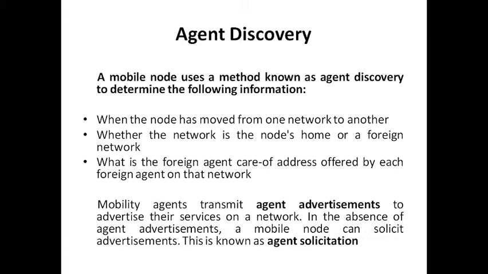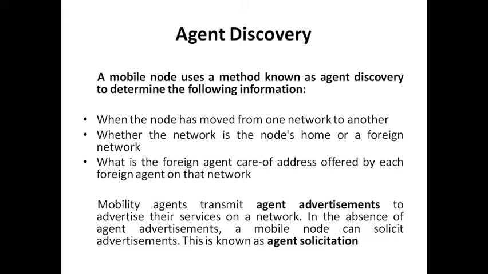What does that mean? When the node has moved from one network to another, if the mobile node is in the home network, then the home agent provides all the services to it. If the node has moved from the home network to a foreign network, that information has to be noted by the home agent. How that information is noted is done by agent discovery.